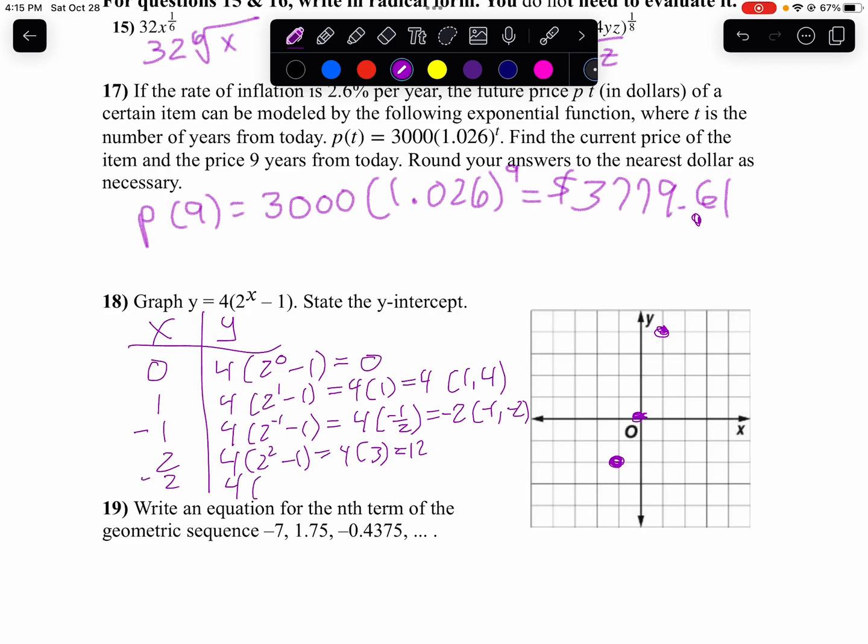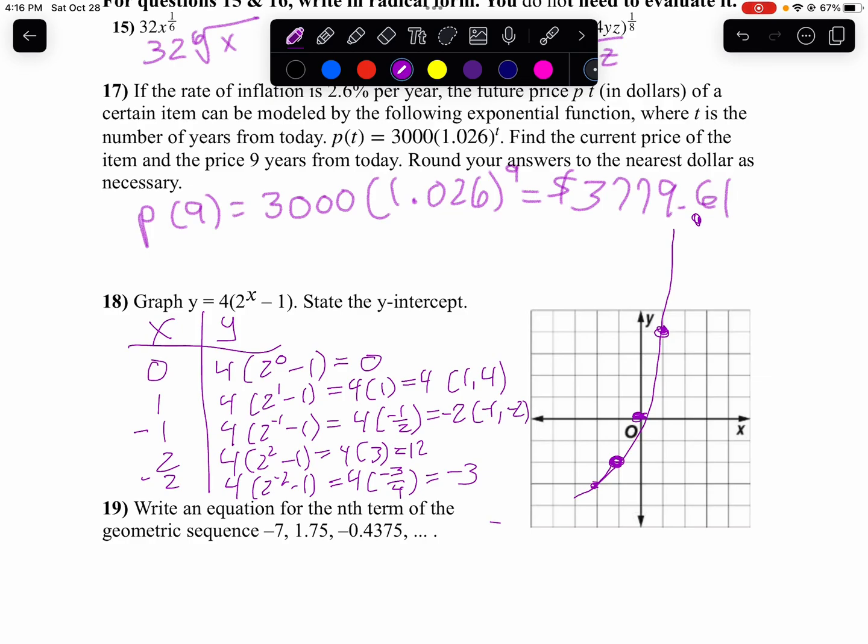Let's do negative 2 just so we can see what happens. So I'm going to go 4 times 2 to the negative 2 power minus 1. Well, 2 to the negative 2 is 1/4. 1/4 minus 1 is negative 3/4. So I'll get negative 3, won't I? So when you go to the left 2, I'm going to be down here at negative 3. So there is my graph. And hopefully it's going to start flattening out a little bit there.